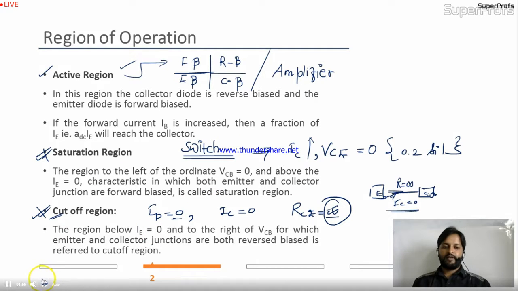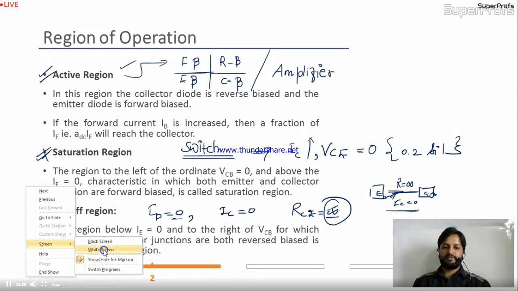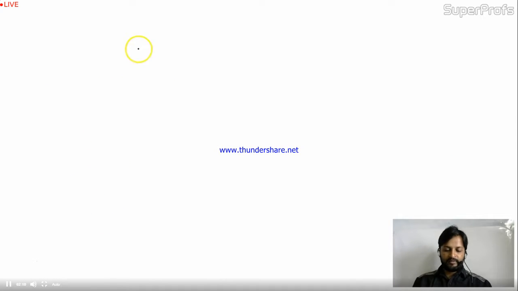So last time we have seen one problem in which we identified how to find out in which region the BJT is working. Today also I'll take one problem and then we'll start the session. So the question is given over here.